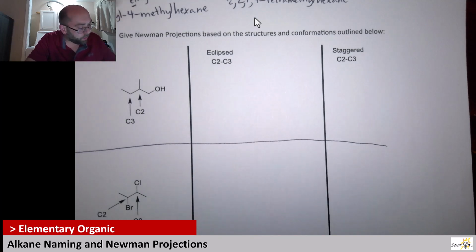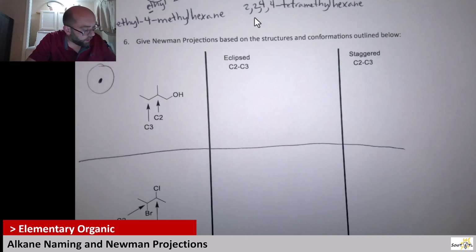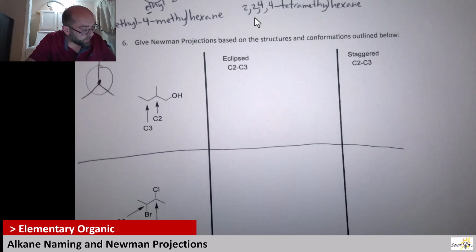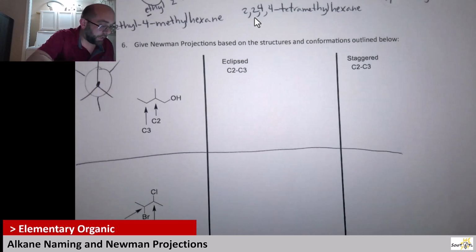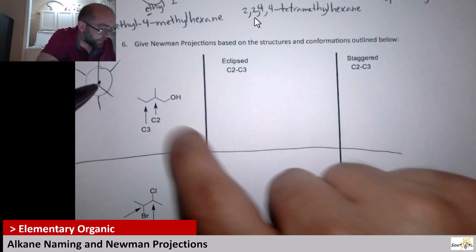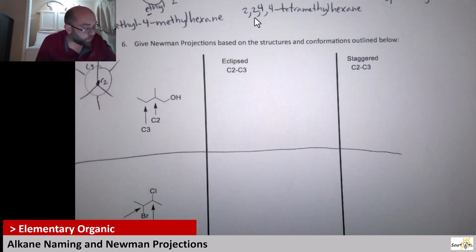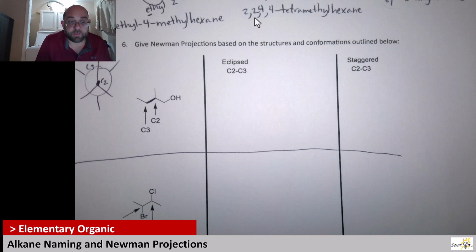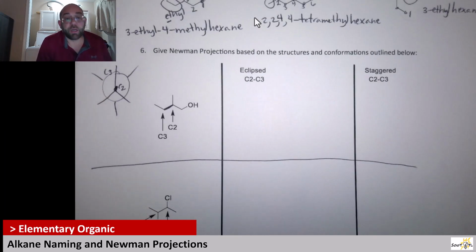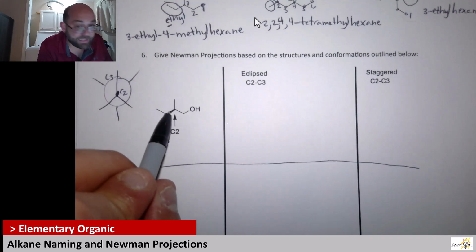If you recall the Newman projections, it's where you have the dot and the circle. The dot will have 3 arms coming off of it, and the circle will have 3 arms coming off of it. That means you're looking down this bond. The dot would be the C2, and the circle would be the C3. So this bond is more or less invisible to us in the Newman projection. So we really need to see what are the 3 things coming off of C2 besides this bond.